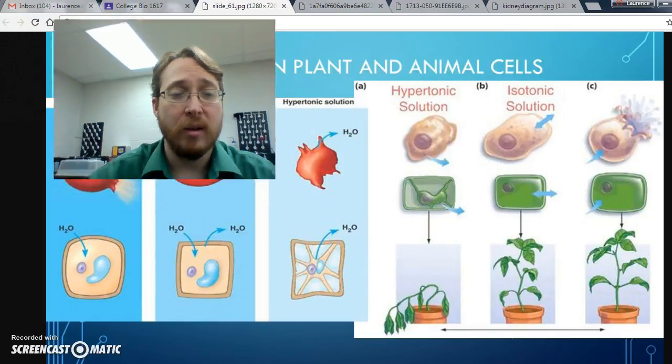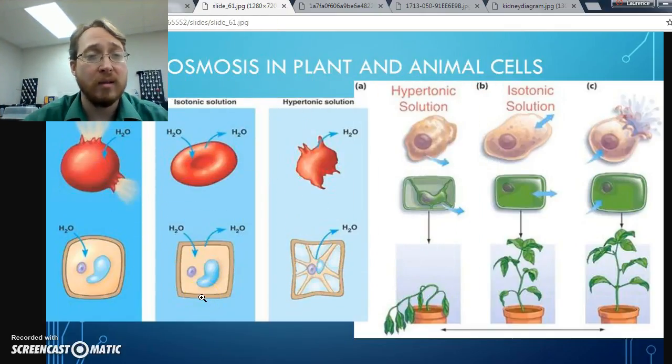Hello, College Biology. This is Osmosis Part II, where we discuss examples of osmoregulation. Let's start right away with plant cells. One adaptation that plant cells have regarding osmoregulation is the cell wall.